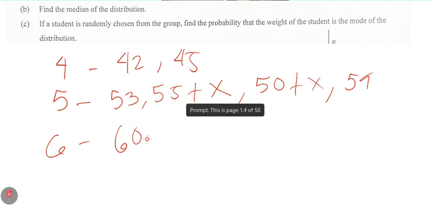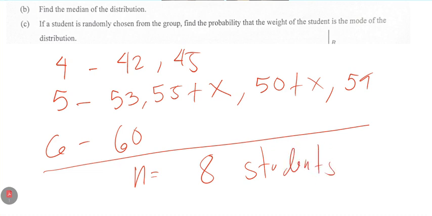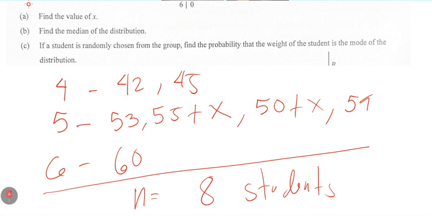Now, we see there are 8 of them in here. So the number of students is 8. Now, to find the value of x, let's set up the mean. The problem states the mean weight in kilograms is 54.